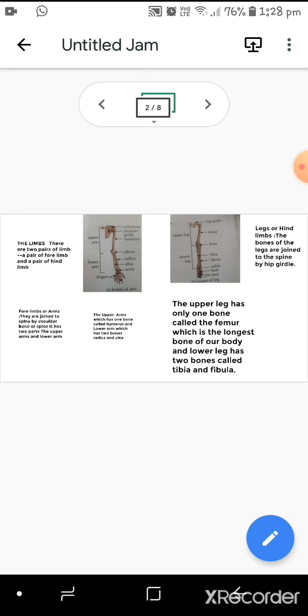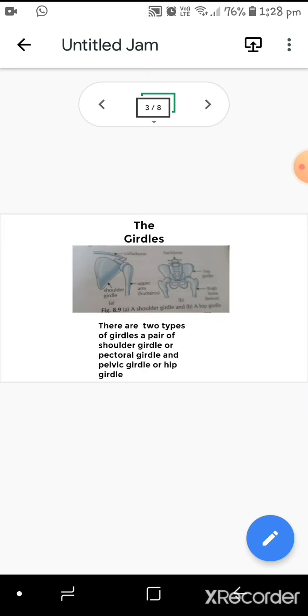Now next comes the girdle. We have two types of girdle in our body. One is called the pectoral girdle, which is also called the shoulder girdle, and the next is the pelvic girdle or the hip girdle. The limbs are not joined directly to the backbone, but to the girdles. The arms are joined to the pectoral girdle and the legs are joined to the pelvic girdle. You can see the figure of the girdles. The detailed structure is not mentioned in your syllabus.